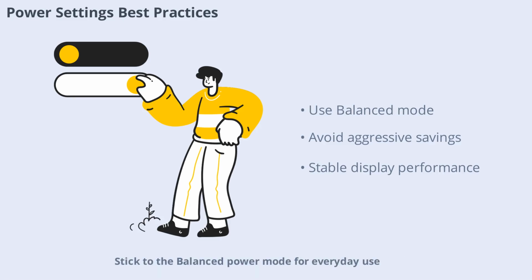Using the right power settings can make a big difference in your laptop's performance and display stability. Stick to the balanced power mode for everyday use and avoid aggressive power-saving features that may interfere with screen brightness or refresh rate. These small adjustments can help keep your screen stable and flicker-free.